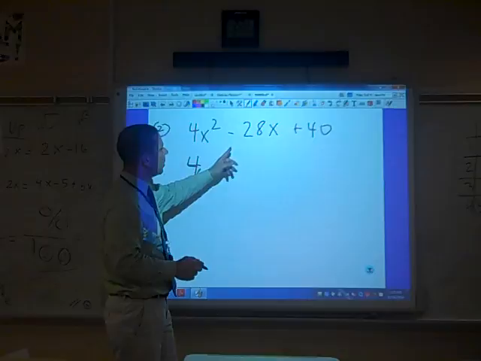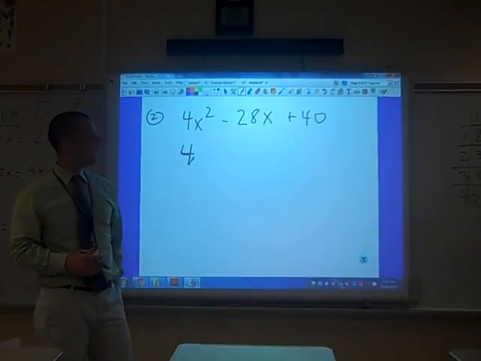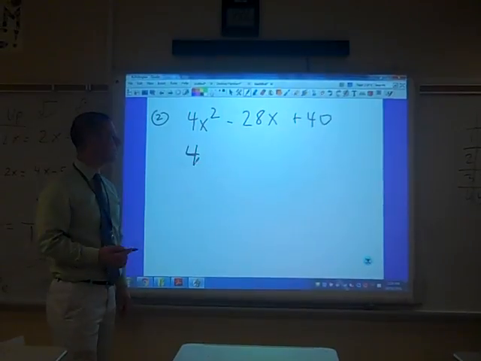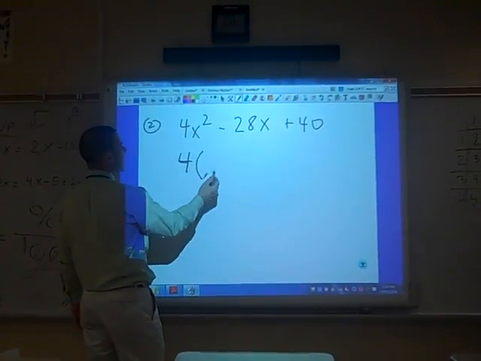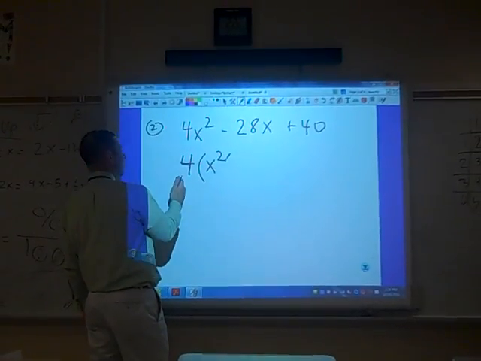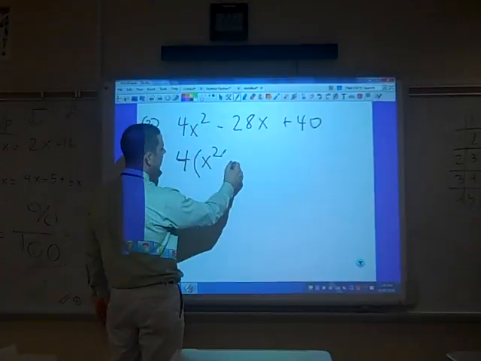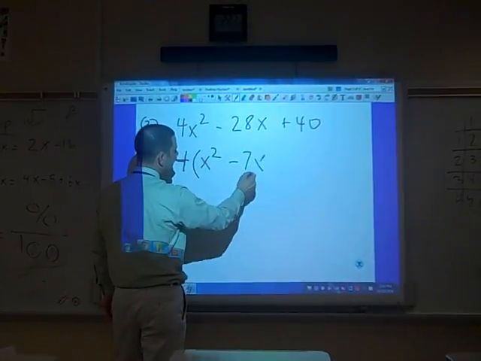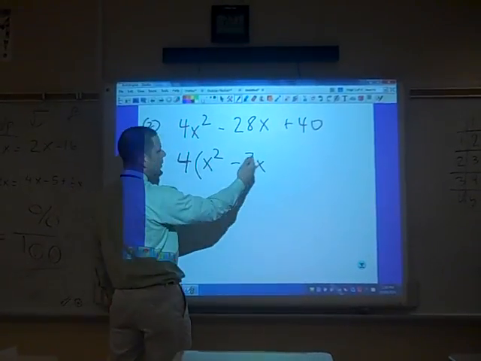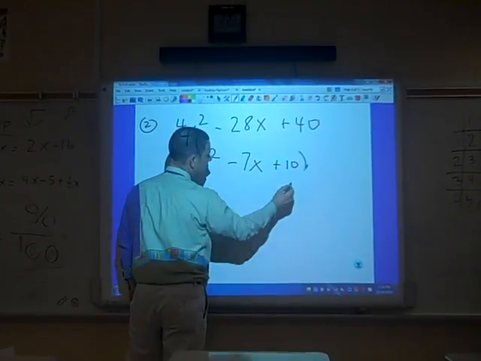Quick check, we got x squared here, x here, but no x's here. So there's nothing else that all three of these terms have in common. So 4 is our GCF. And 4 times what gives us 4x squared? That would be x squared. 4 times what in this position would give us negative 28x, and that would be negative 7x. 4 times what in the last spot would give us 40 back, and that would be 10.